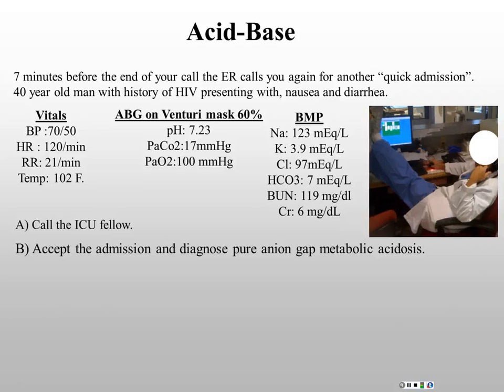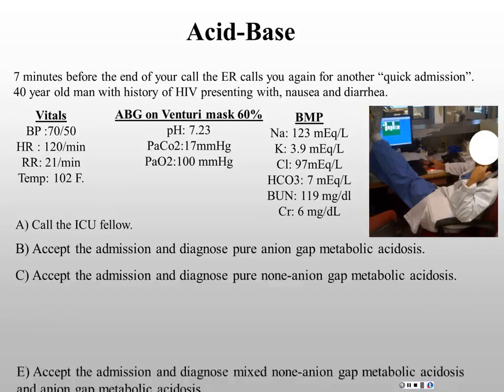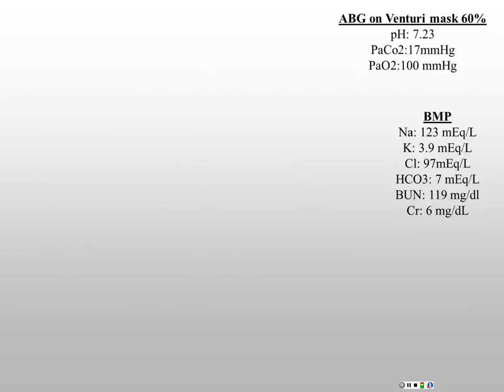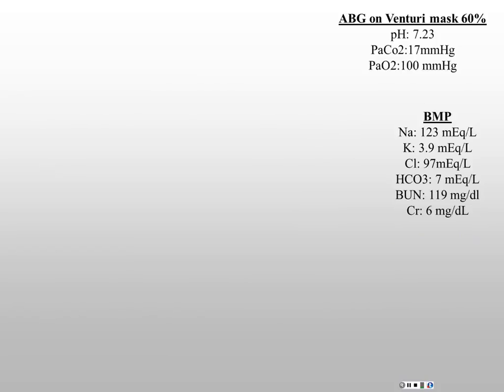So what will you do? Accept the admission and diagnose: pure anion gap metabolic acidosis, or mixed acidosis, anion gap and non-anion gap. Again, we look at the ABG, we look at the BMP. The pH is low, which goes with acidosis. HCO3 is low, which goes with metabolic.